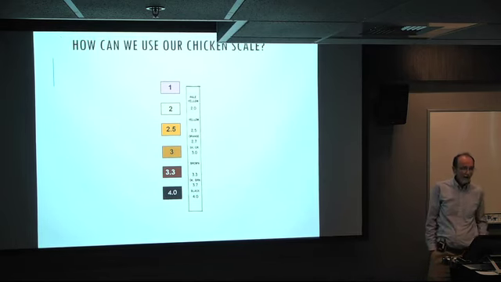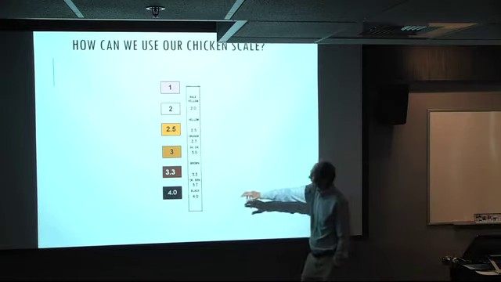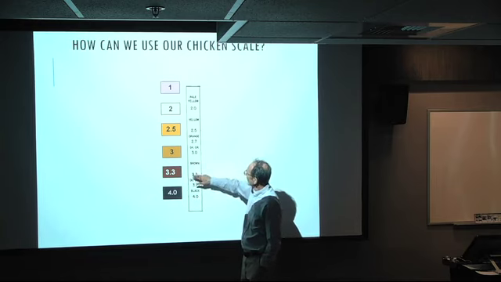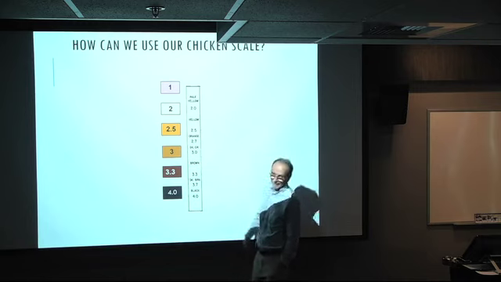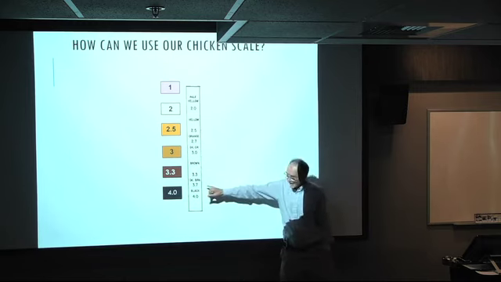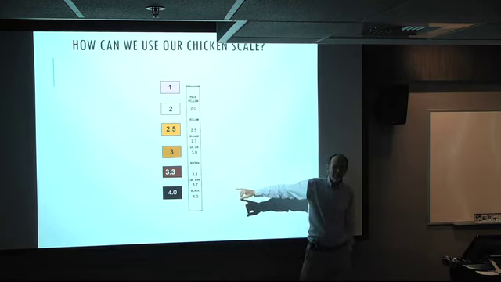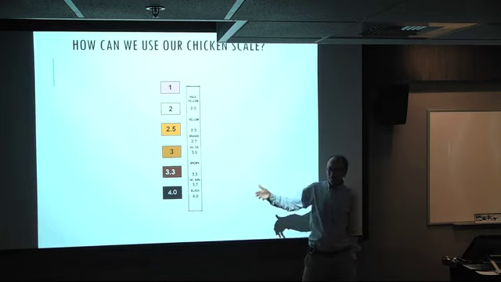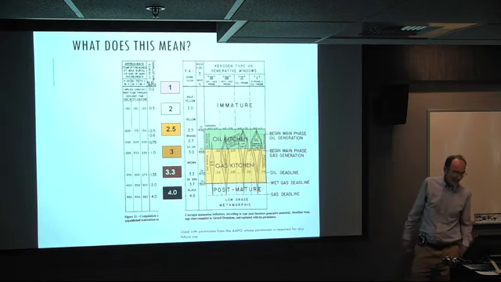All right, how can we use our chicken scale? See this? Black, dark brown, brown. Exact same numbers, right? This thing here is from a proprietary study of how to tell if there's oil present in a rock. All right, so this is it.